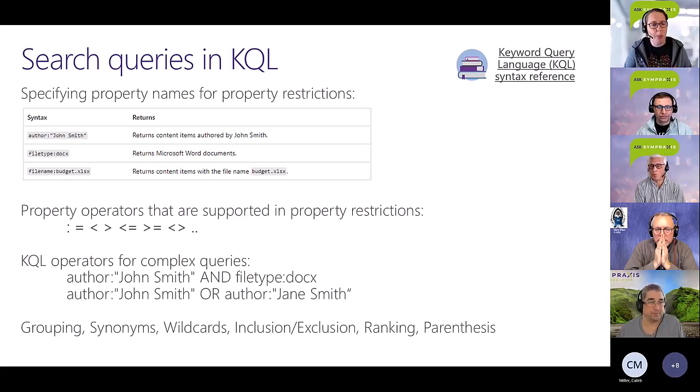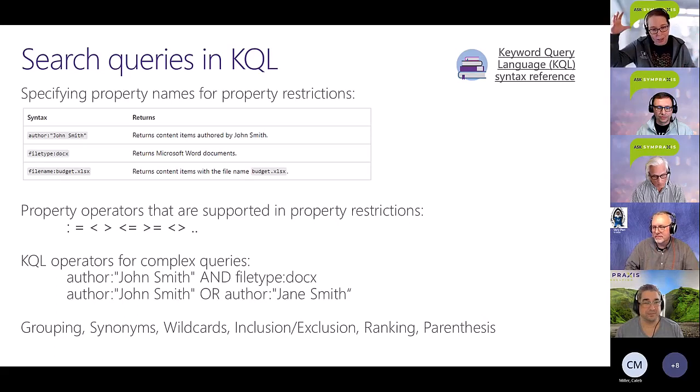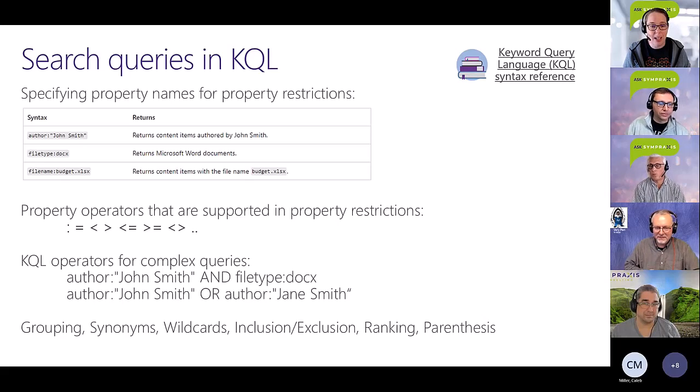There are different things for grouping, synonyms, wildcard and exclusion queries, and different things you can do with ranking. Like if you want a top level search result and only want to return things with a higher level of ranking. You can use parentheses in different ways. So there's a lot of magic you can do with KQL, and that reference is pretty handy.